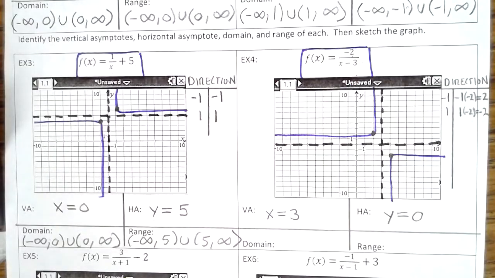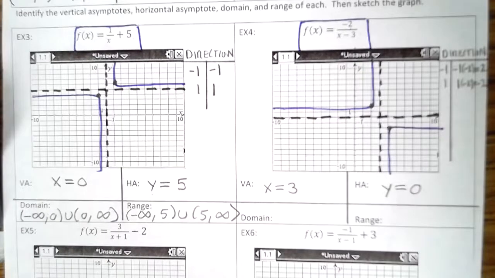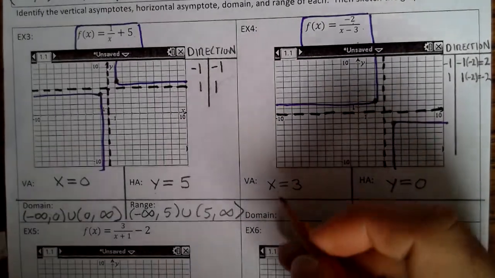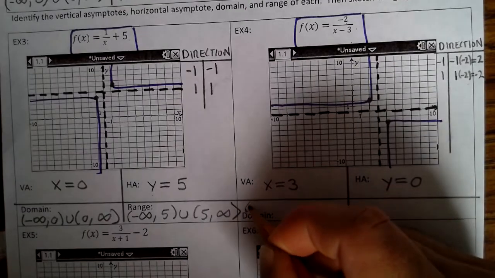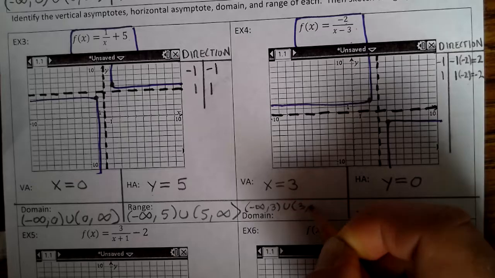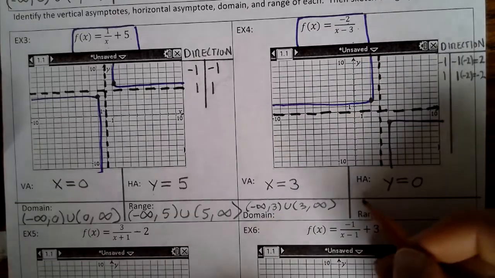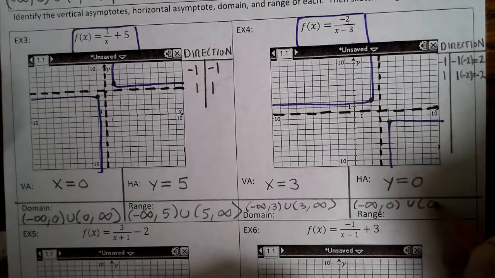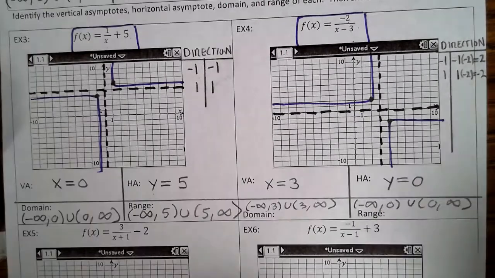Got a little bright there, sorry about that. Now domain's real simple, so from -infinity to 3 or 3 to infinity, and the range is -infinity to 0 or 0 to infinity. Basically, once you know the asymptote, you know the domain and range. All right, so finish up example 3 and 4.